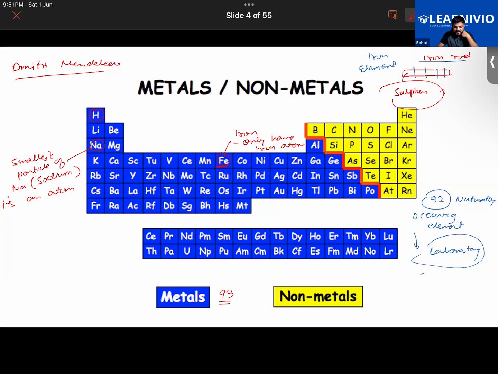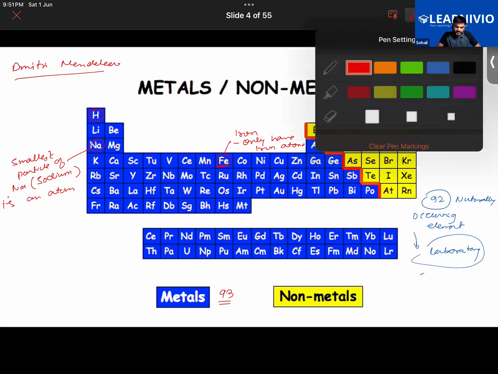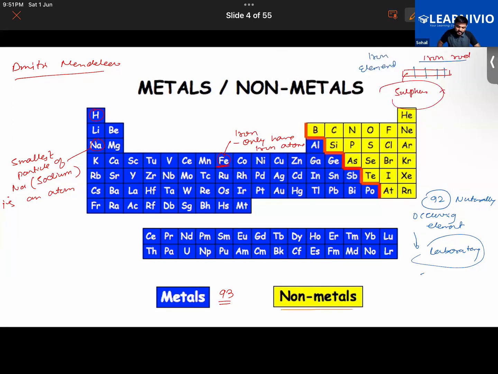Even among the metals, some occur naturally, while some are artificially produced. So keep that in your mind. The ones shown in yellow, like boron, carbon, nitrogen, oxygen, fluorine, neon, helium, silicon, phosphorus, sulfur, chlorine, argon, etc., are all non-metals.